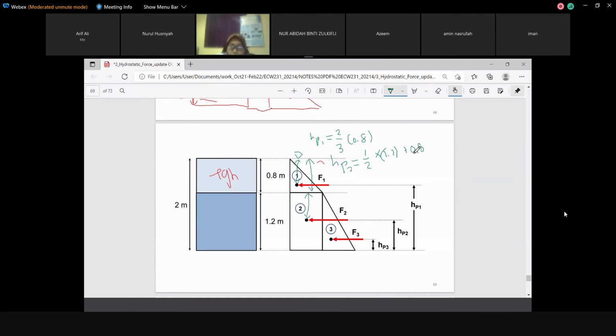Okay, so I want you to try for HP3. How to do HP3? We calculate from above. Can someone tell us what is the HP3?